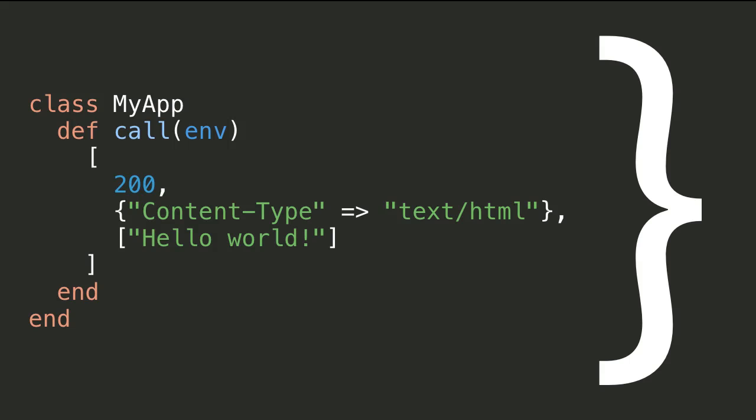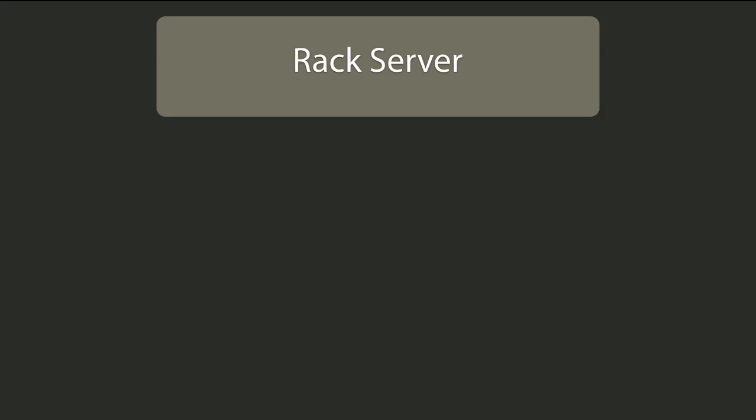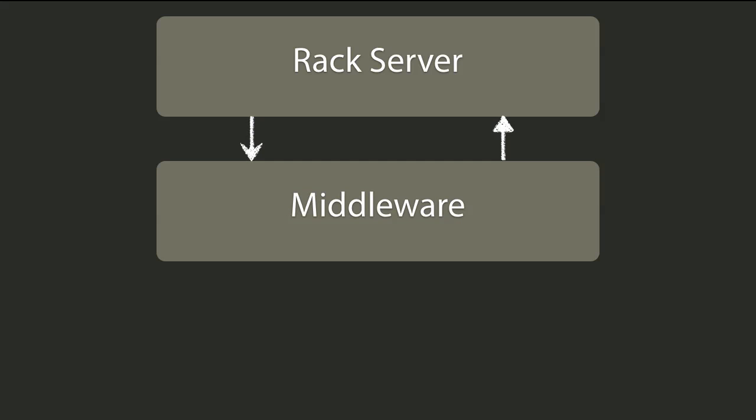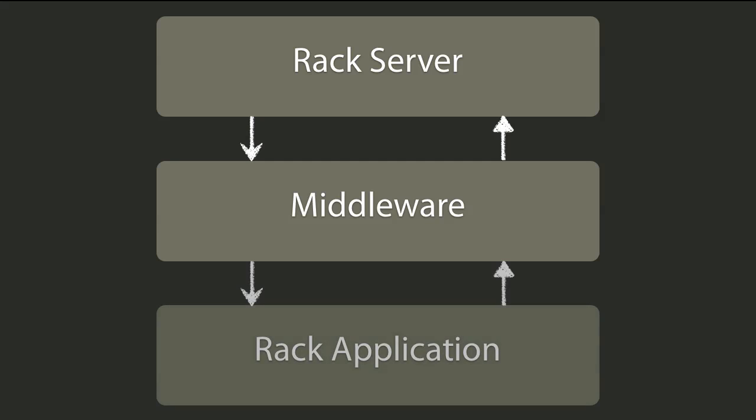Here's an example of a simple rack application. Here we have a class called MyApp. It responds to call, takes an environment, and here it pretty much ignores the environment and always returns a status code of 200, a content type of text/html, and an array of hello world. Array responds to each, so it'll just return hello world. The nice thing about the rack architecture is that in addition to a server and a client, you can also put some middleware in between. That middleware simply responds to call, takes the environment, does whatever it wants, and then forwards the request on to the next application. So in this case, you can throw a middleware in between and go on to the rack application.